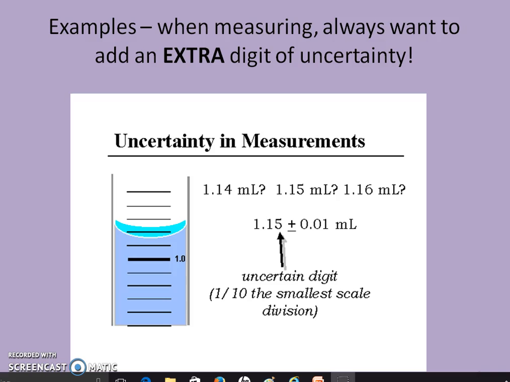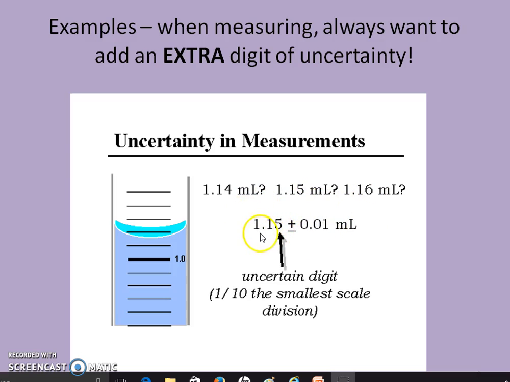So if we look at an example here, when we're reading this graduated cylinder, okay, we're reading the bottom of the meniscus, okay? So the 1.1 is the same through all of these three measurements. So those are exact numbers. Those are certain. 1.1, no matter who reads this graduated cylinder, it's going to be 1.1. It's the 4, the 5, and the 6. That's the degree of uncertainty. My eyes might see 4, your eyes might see 5, and somebody else's eyes might see 6. So that's the level of uncertainty.